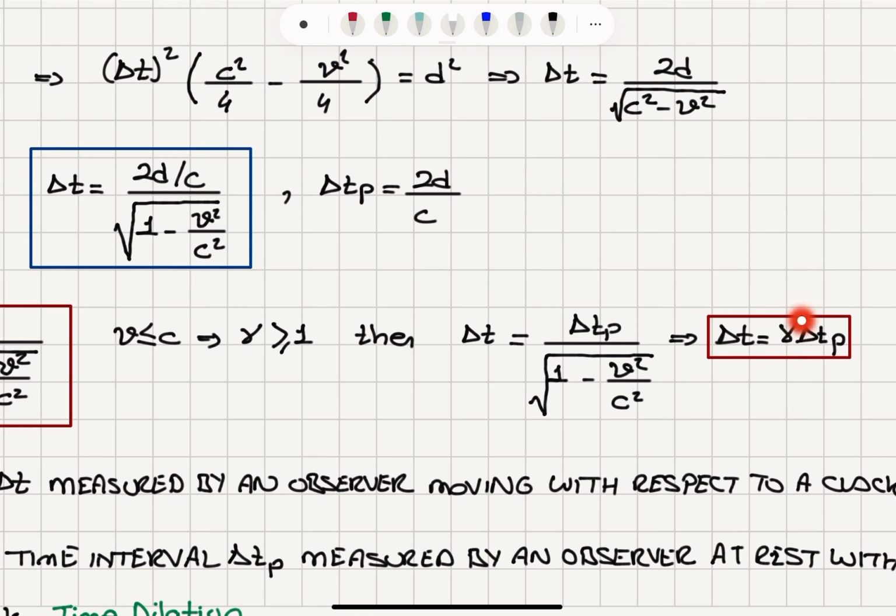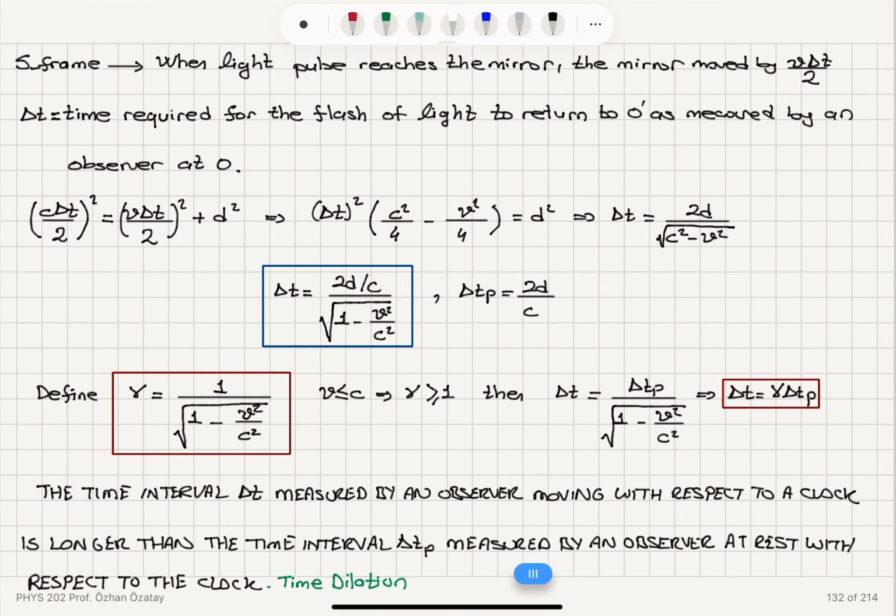All right, and gamma is greater than 1. So the delta t measured by the S observer is greater than the delta t measured by the S prime observer. So what is this telling us? The time interval delta t measured by an observer moving with respect to a clock is longer than the time interval delta t_0 measured by an observer at rest with respect to the clock.